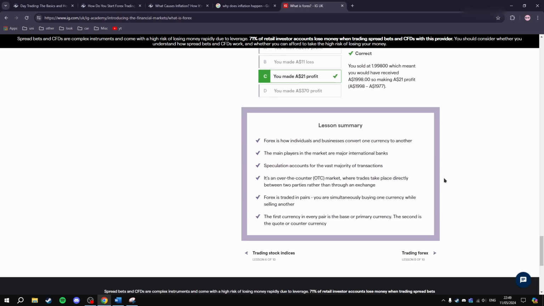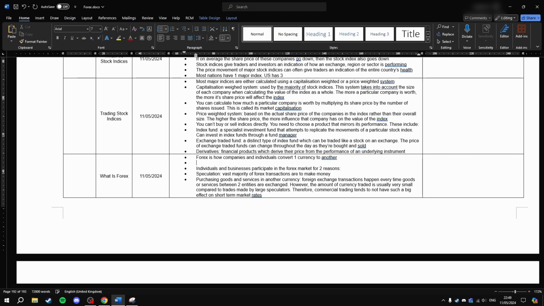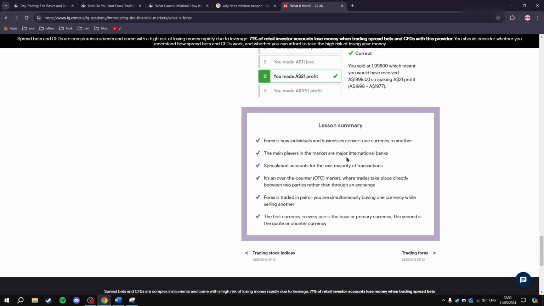So, lesson summary. Forex is how individuals and businesses convert one currency to another. The main players in the Forex market are major international banks. Speculation accounts for the vast majority of transactions. It's an over-the-counter market where trades take place directly between two parties rather than through an exchange.